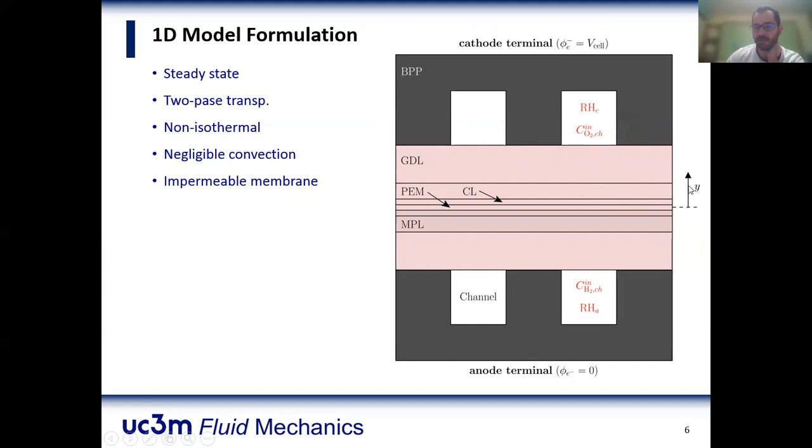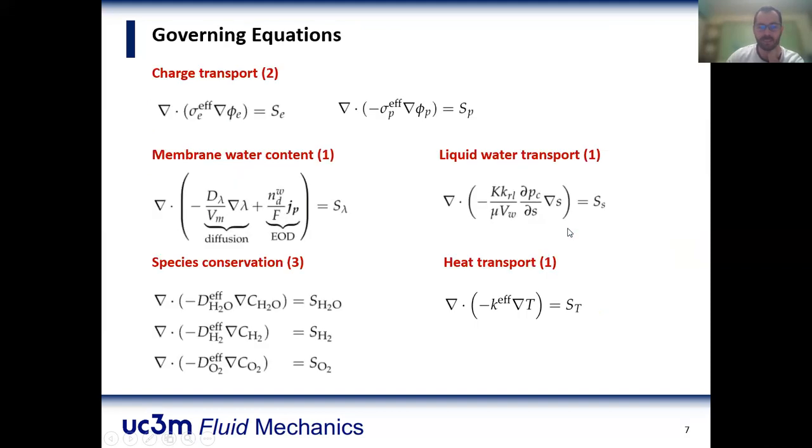And okay, so we have only one coordinate in our model, say the y coordinate, and we are describing what happens through the thickness of the membrane electrode assembly. In terms of conservation equations, we have two for charge conservation. We have electron transport, and then we have proton transport. Then we have water transport in the membrane. We have diffusion and electro-osmotic drag included in the model.